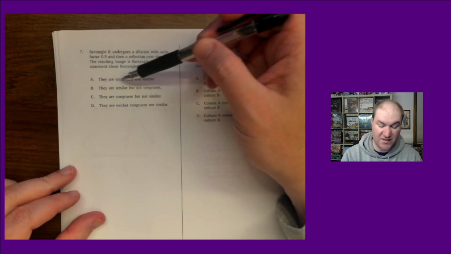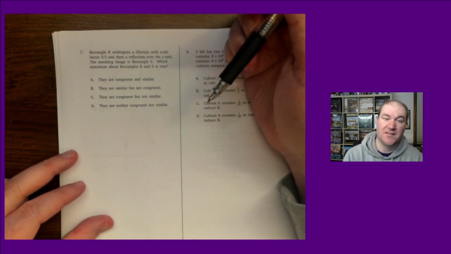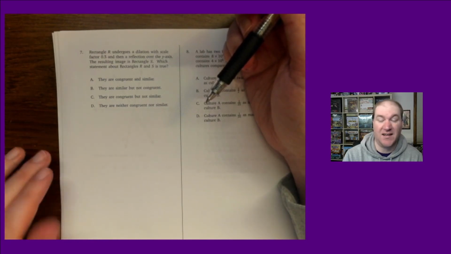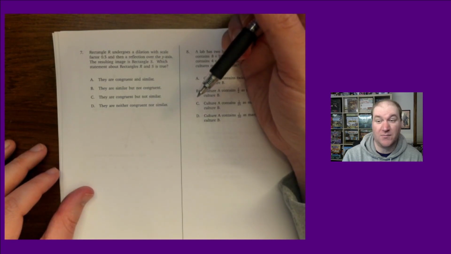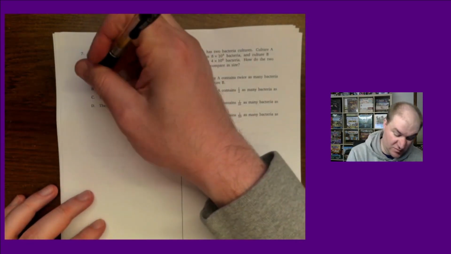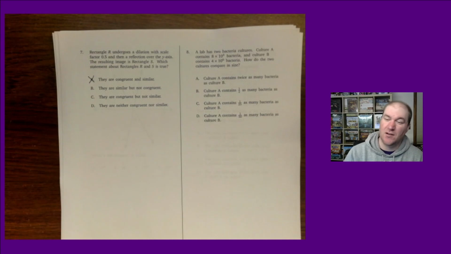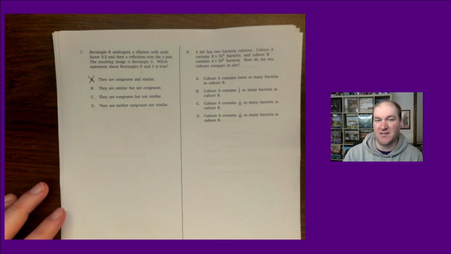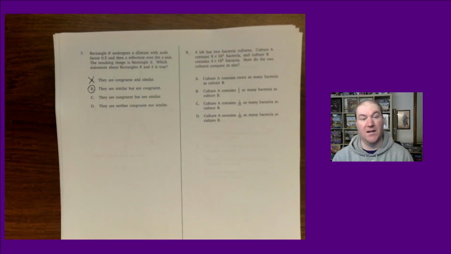So choice A says that these two rectangles are congruent and similar. Congruent means that the two rectangles are the exact same size, exact same shape, and that's not true. Similar means they're the same shape, but one is grown or shrunk proportionally. So that is not true. We're looking for the choice that says they are similar because one grew or shrunk, but not congruent because they're not the same exact size anymore. So that would be choice B. They are similar, but not congruent.